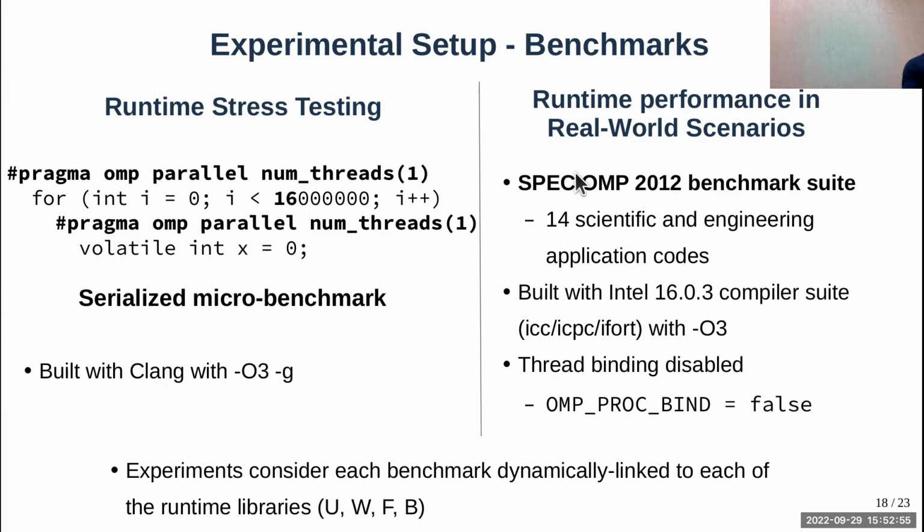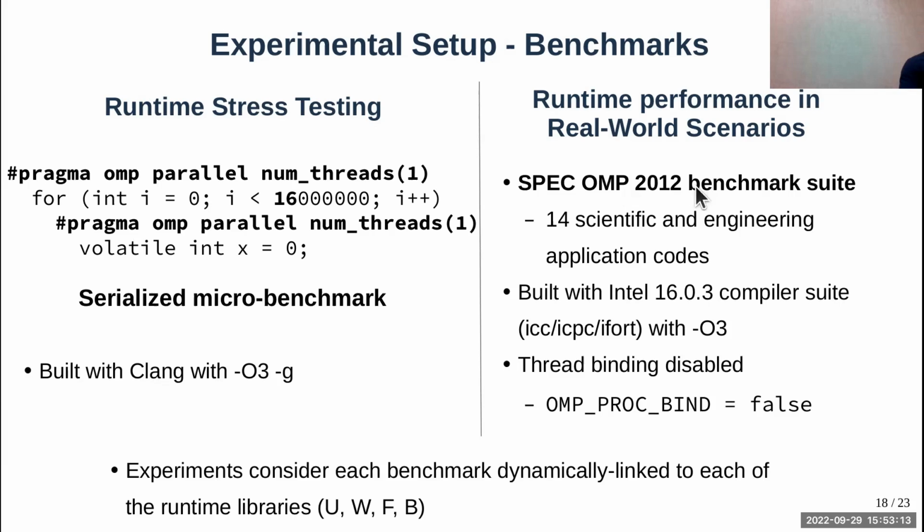The other group of experiments focuses on checking whether nested serialized regions are widespread in real-world applications. For this purpose, we use SPEC OMP, a benchmark suite with 14 representative scientific and engineering application codes.